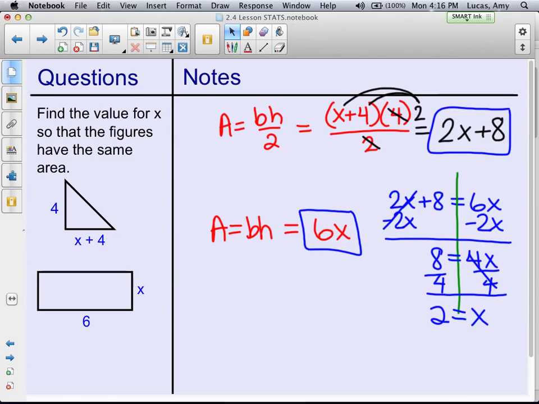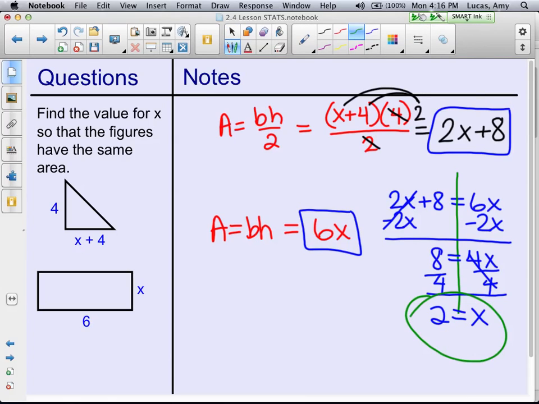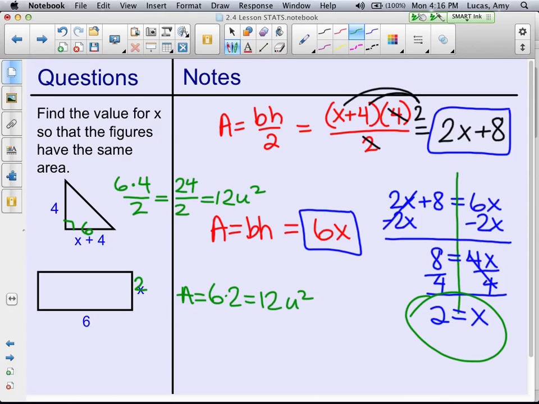So I believe that when x is equal to 2, my areas will be the same. So 2 plus 4, so this side is 6. So then the area of this triangle would be 6 times 4 divided by 2. 24 divided by 2 is 12 units squared. Okay, now x was 2, so that means that this side over here is 2. The area of a rectangle is just base times height, so 6 times 2, 12 units squared. So the correct answer is 2.